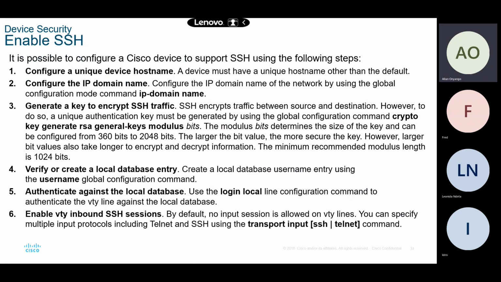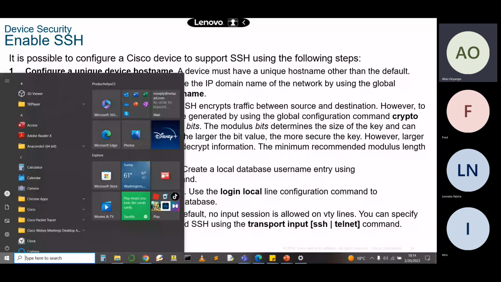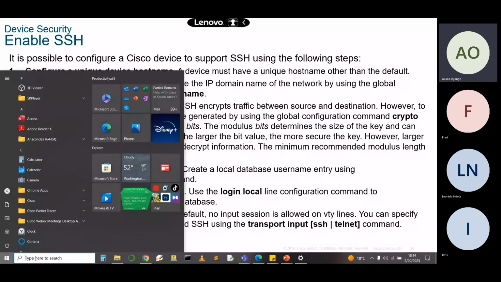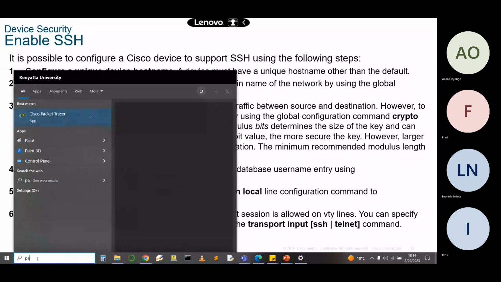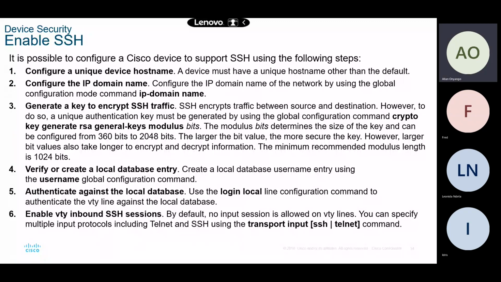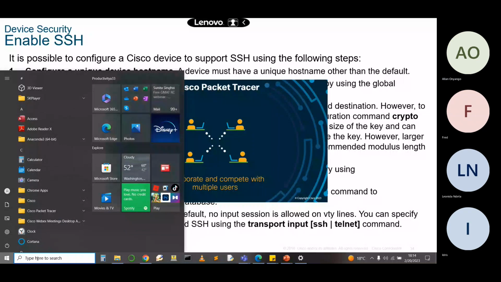Now, I want you to note how to configure SSH. Very, very important. How do we configure SSH? And this one, I think, let me just bring up a Packet Tracer activity here so that I can put the commands as you see, and you'll be able to mark these commands here.